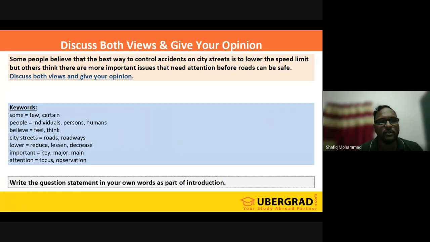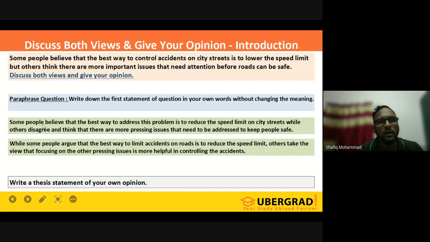Okay. So you will write the introduction something like this, something like few individuals again believe that road accidents nowadays are happening because of the carelessness of individuals, or the attention, giving focus, right? So you can write something like this where you can say some people believe that the best way to address this problem is to reduce the speed limit on city streets, while others disagree, saying there are more pressing issues that need to be addressed to keep people safe. So there are other issues also apart from the speed limit. So it's talking about the other issues here.